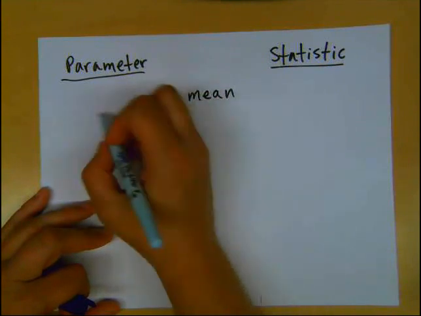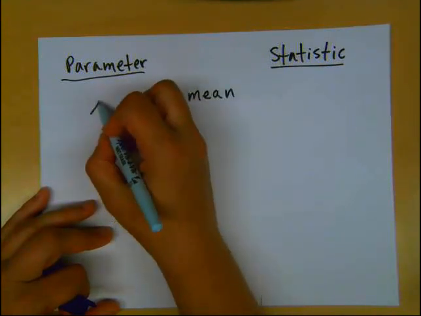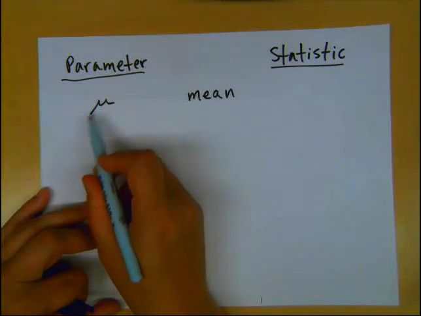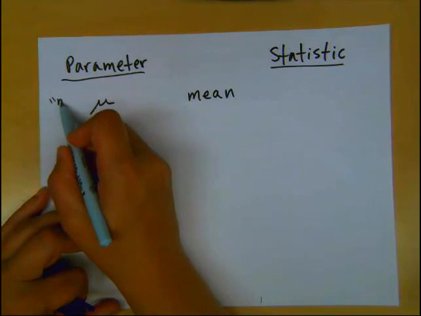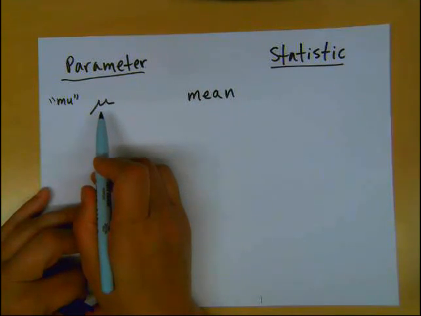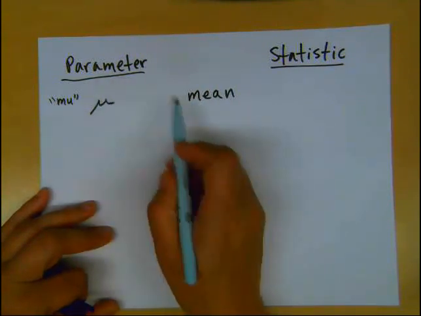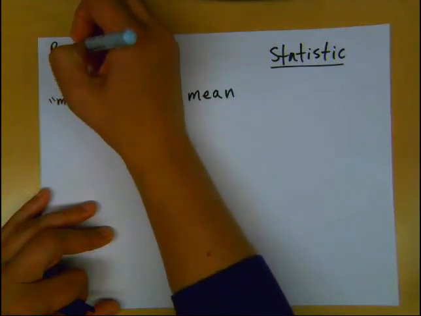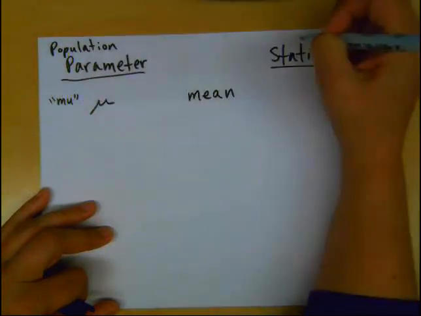Our parameter, the notation that we use for that, is a Greek letter M, but it kind of looks like a cursive U with a longer tail on the bottom left. That's pronounced mu. When you see this symbol, you just have to know that it stands for the population mean. And I'll put, again, this is population, and this is your sample.